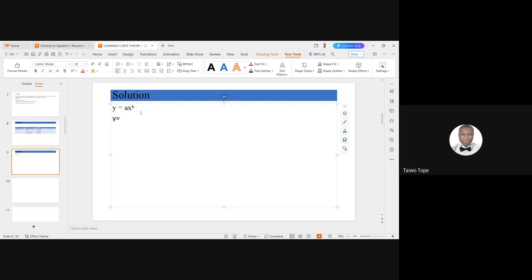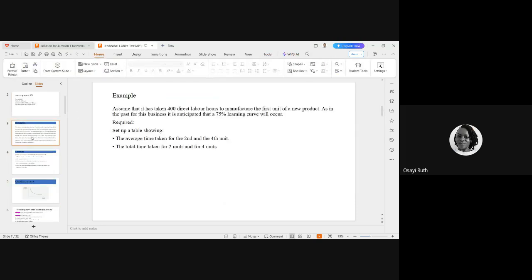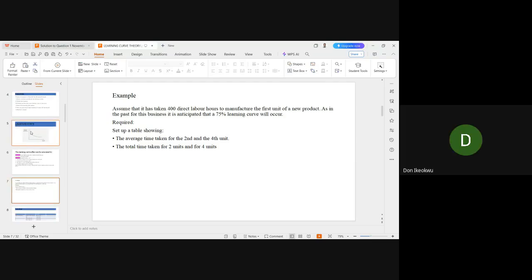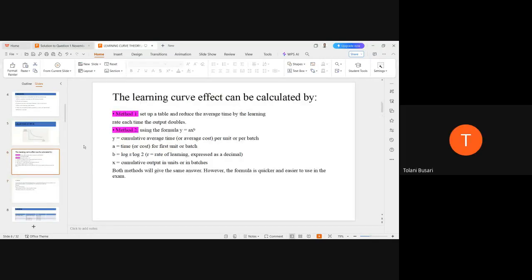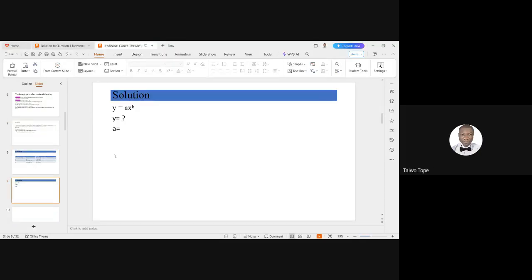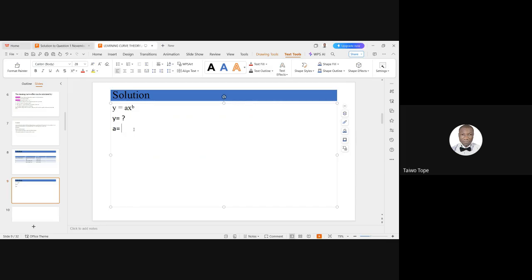Because from the definition of the formula, Y is the cumulative average time. So based on the question, what is A? Go and check the interpretation of the formula. A is the time of the first unit or batch. So what is the time now? 400 hours.